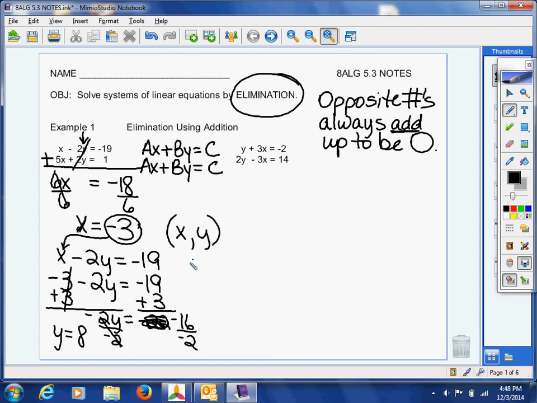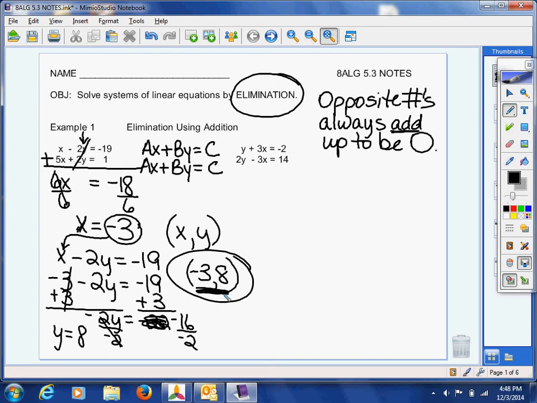And so my point of intersection is, remember, x is negative 3 and y is positive 8. This is the point of intersection. If I were to graph these two lines, they would crisscross at negative 3, 8. Okay? You can check it. Take the x, negative 3, plug it in for the x. Take the 8, plug it in for the y in both equations and see if it works. You can check that out.